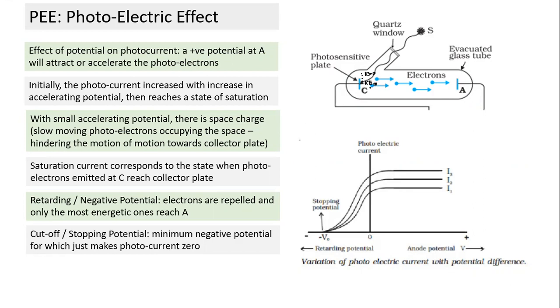Is this clear? Okay. Suppose there are 10 people and I throw 10 balls up with different velocities: one is 1 meter per second, 2 meter, 3 meter, 4 meter, 5 meter, 6 meter. Will they reach the same height or different heights? Different heights. Which will reach the farthest? The one having maximum kinetic energy will reach the farthest.